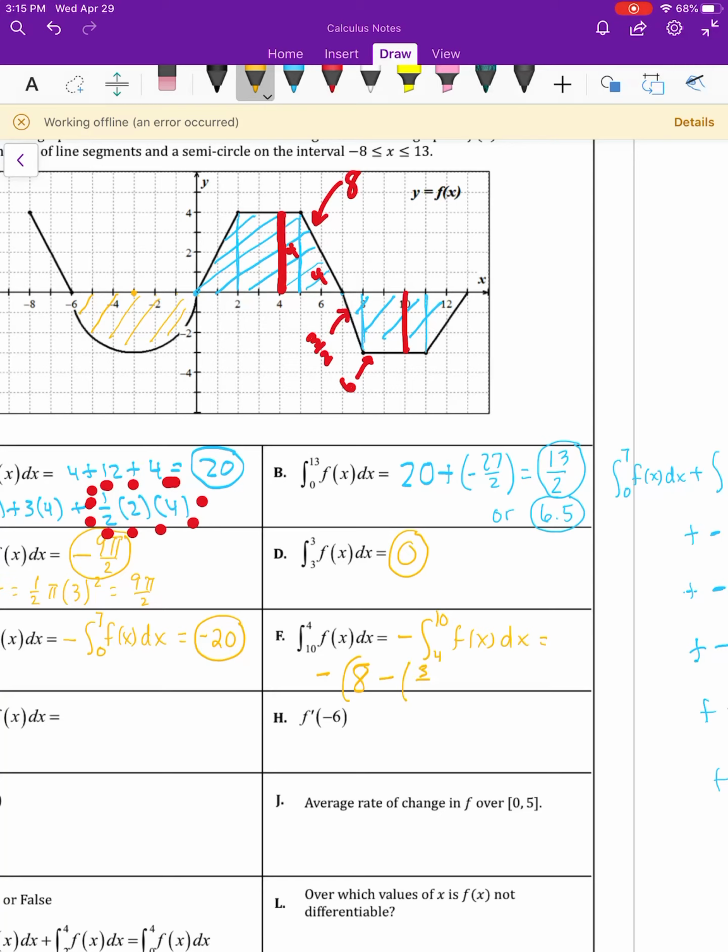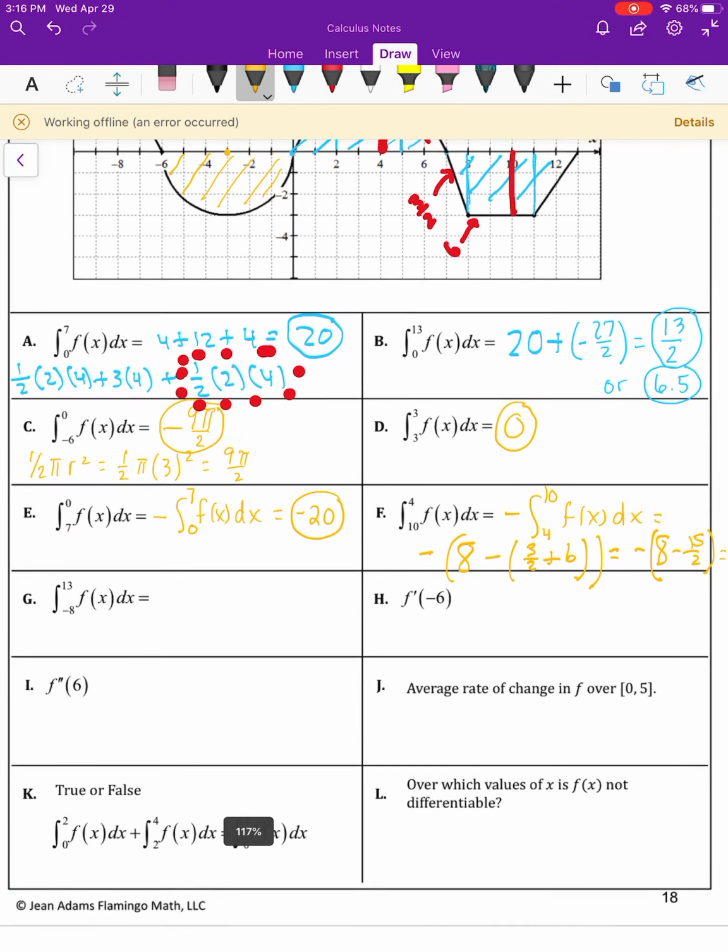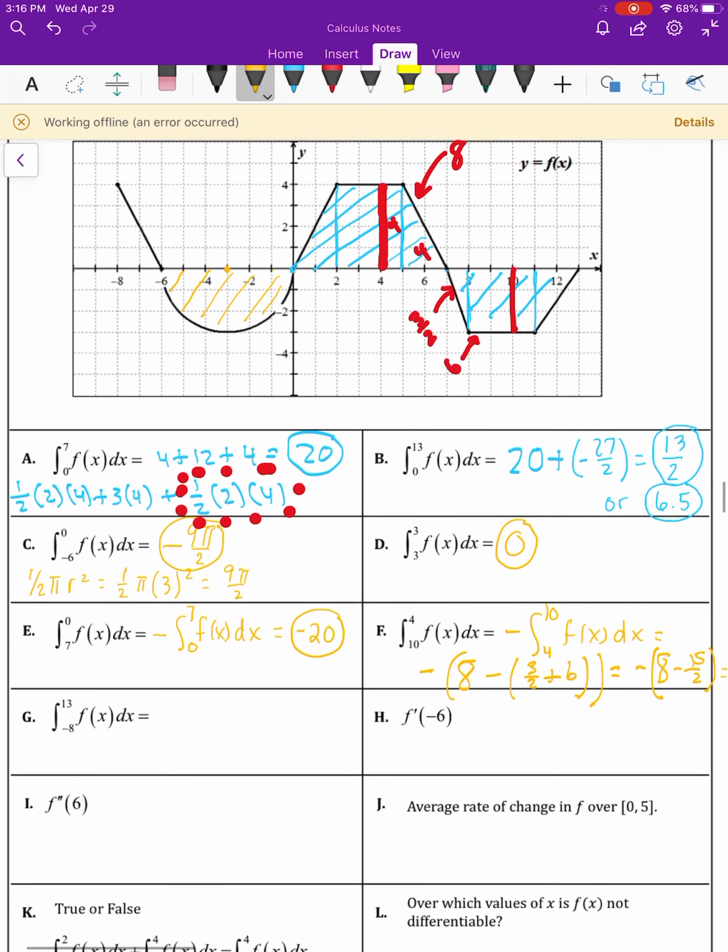And remember, this negative's on the outside. Positive 8 and a negative, and we're going to go ahead and add that 3 halves plus 6. But that whole thing's going to be negative, right? So negative on the outside of 8 minus, this is going to be 12 plus 3 is 15 halves. So 8 minus 15 halves, which is negative 16 halves minus 15 halves. So that negative 1/2 for F. And I hope that made sense. Okay.